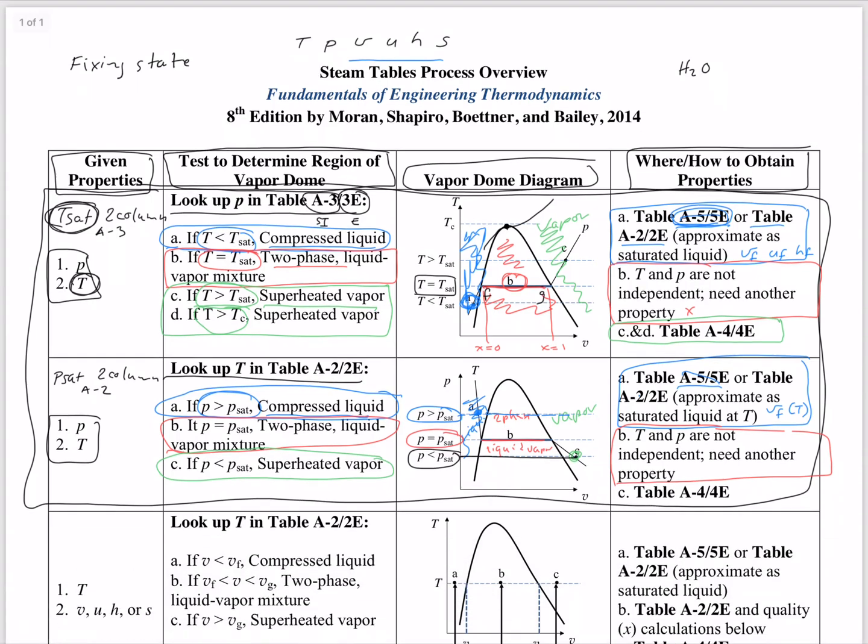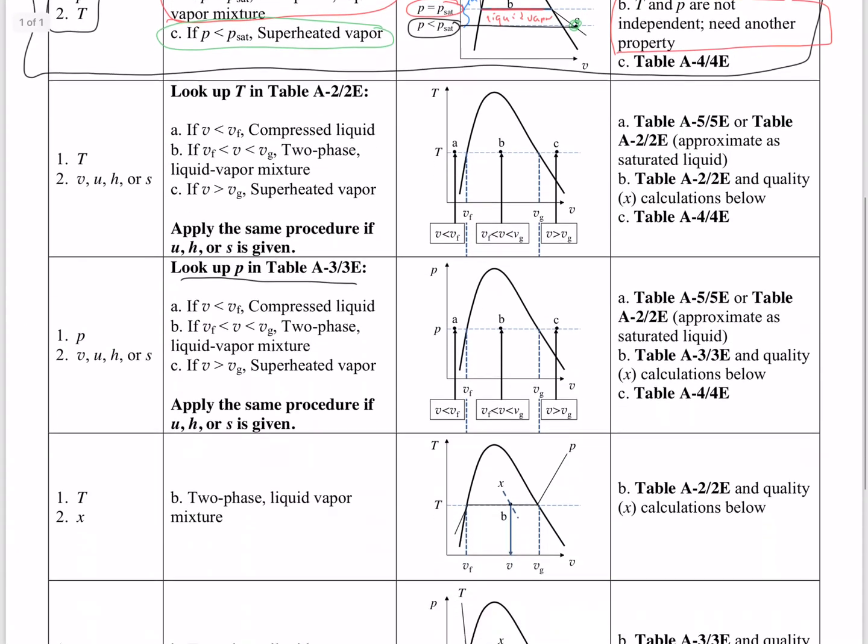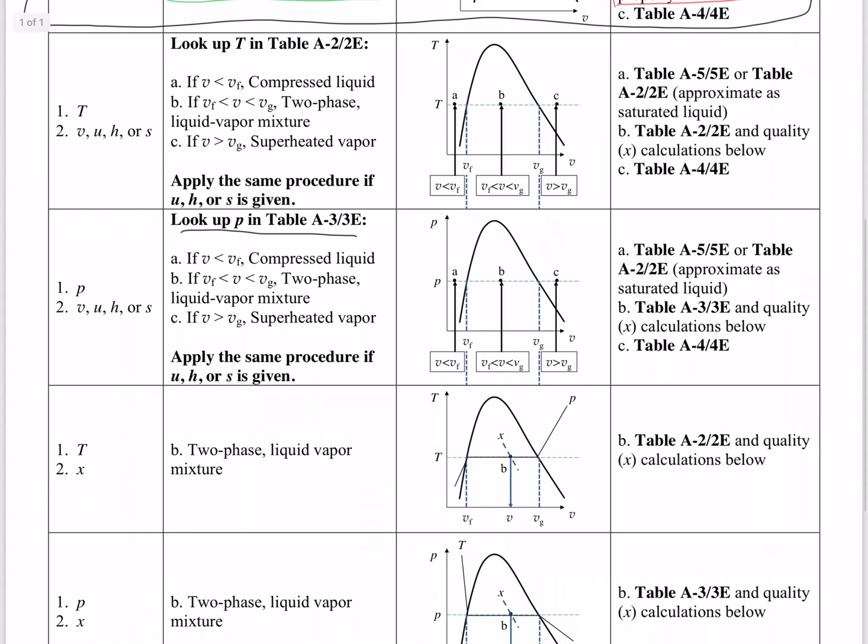So if we have other properties that we're given, and we're not given both pressure and temperature, then we can use these other columns. You can see here, if we're given temperature and any of these properties, specific volume, specific internal energy, specific enthalpy, or specific entropy, then we follow a similar procedure.